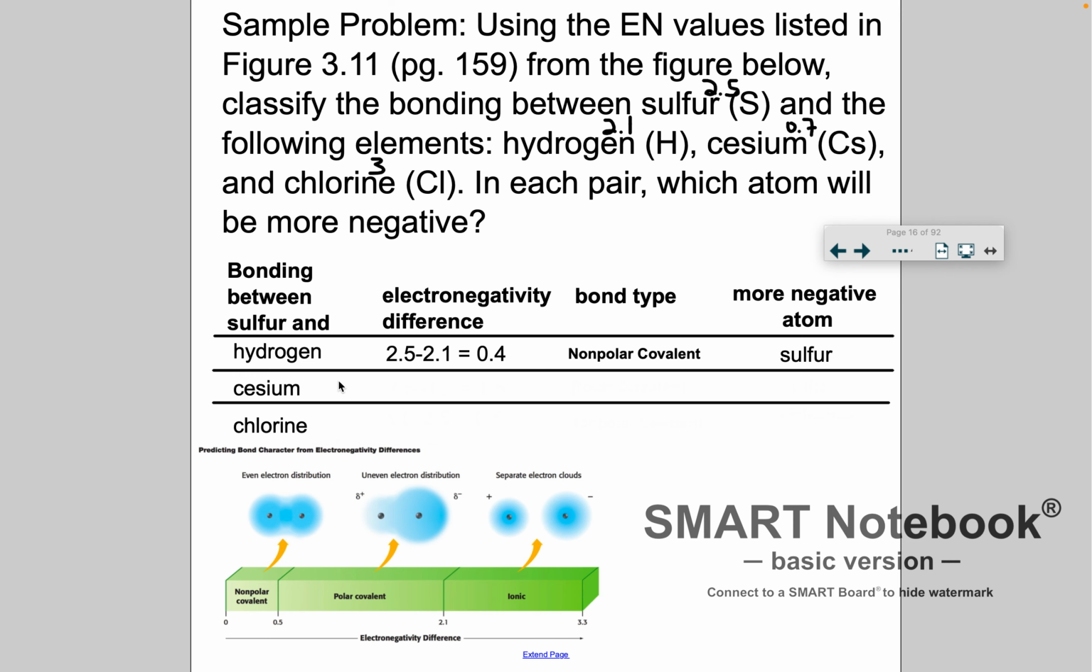Okay, cesium. Sulfur and cesium. So we take 2.5 minus 0.7. We get a value of 1.8. So it's like somewhere around here. What's the bond type? Polar covalent. Which one would be the more negative atom in this case? And that would also be sulfur.